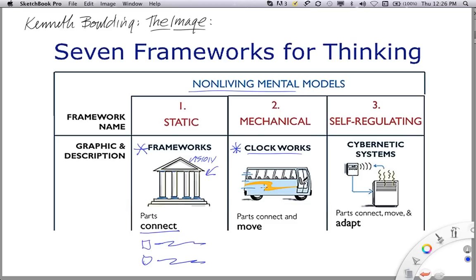If you think about clockworks, which would include automobiles, vehicles, or clocks themselves, when mechanical objects began to be able to move in addition to being connected, you get a different kind of thing. So you'll see some people thinking about their business more as a mechanical process that's moving. Or you'll see people talking about action planning as though it's like taking a trip in a car. In the computer age, we know that machines can also adapt by being self-regulating, and here's a little picture of a thermostat. An adaptive machine is much more complex and all-inclusive than one that just moves, and more inclusive than one that is just static.